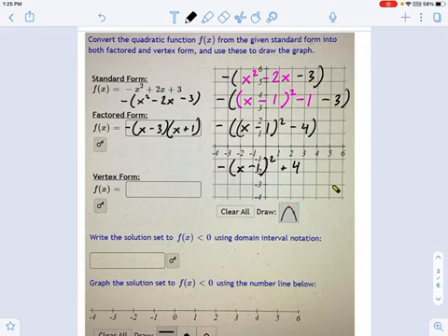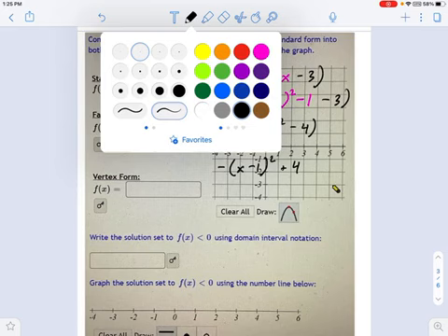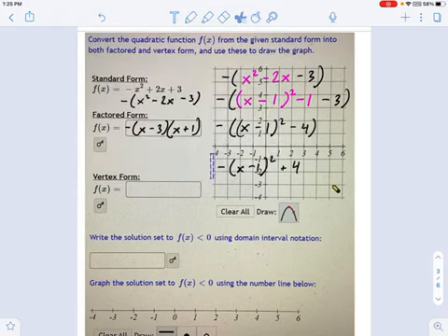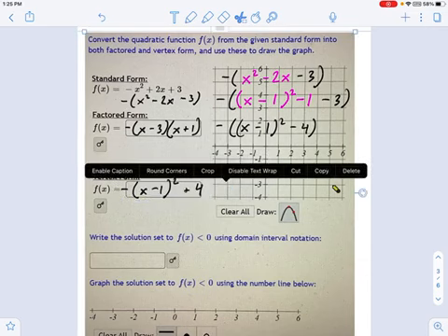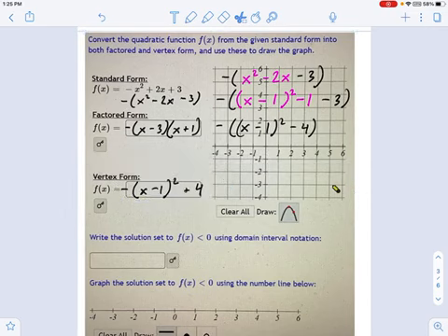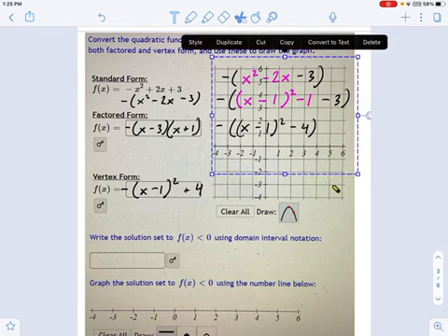Okay, so that will be our vertex form, and I'm just going to write that right here. Actually, let's just grab this and put it in that box. Okay, great. And now we can get on with the graphing of this thing.